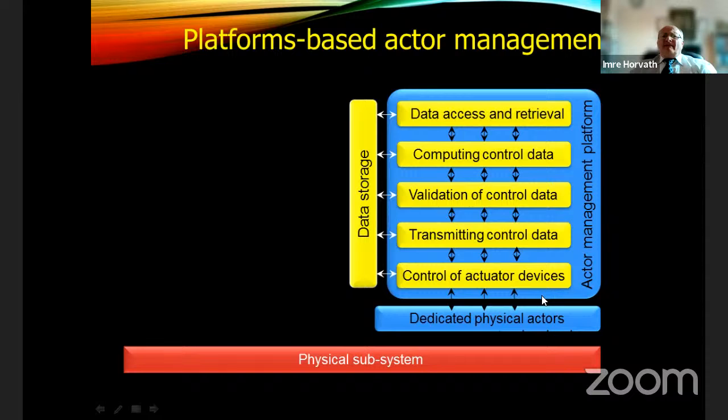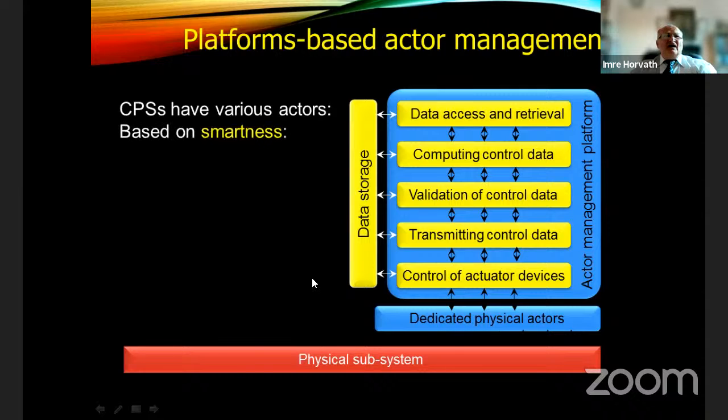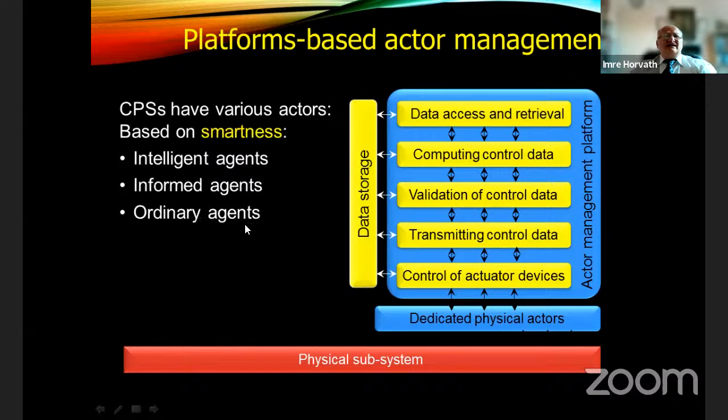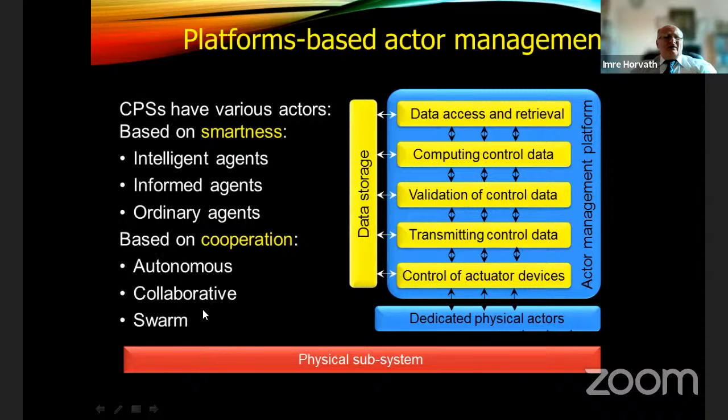So this formation is often referred to as an actor management platform in the literature. We don't have to forget that cyber physical systems will have various actors, for instance, based on the smartness, they can be intelligent agent, informed agent, or ordinary agent, and that actor management should consider that, and based on the cooperation that can be autonomous or can be collaborative or even swarm type of agent, and it has all requirements and demands for the concrete implementation of an actor management platform.